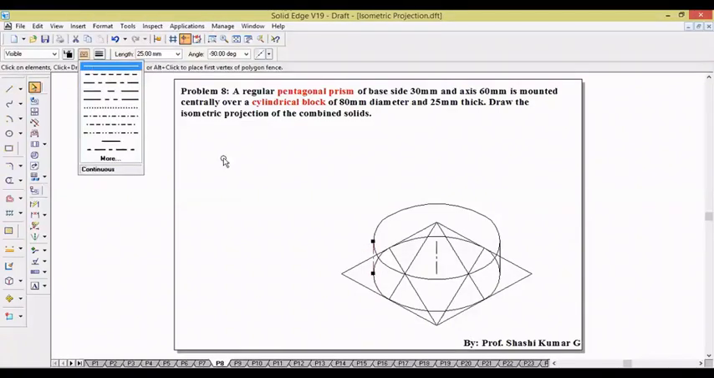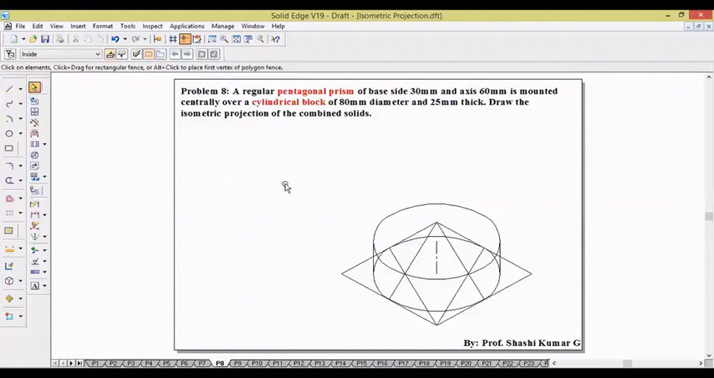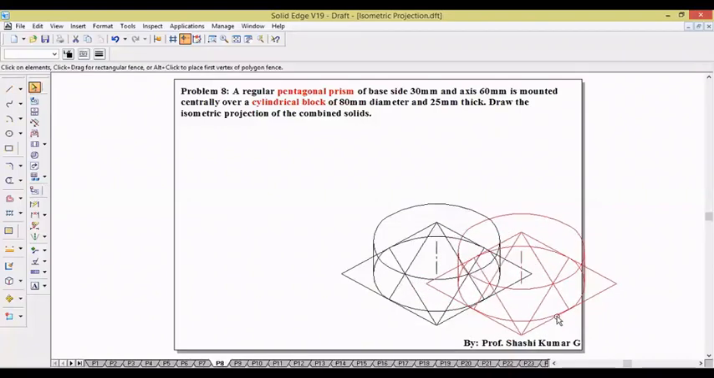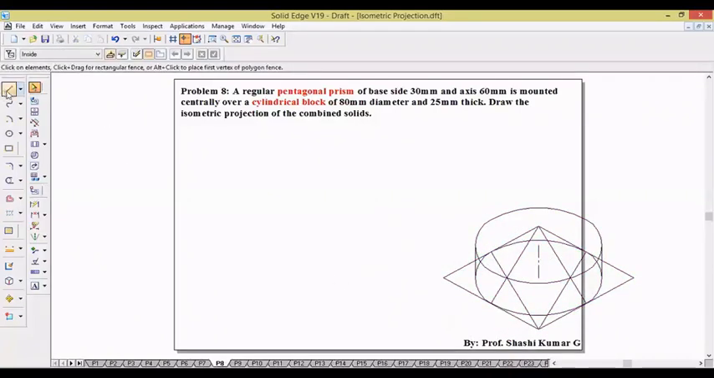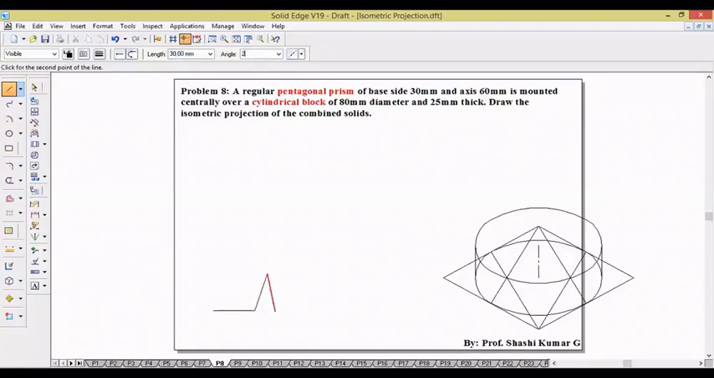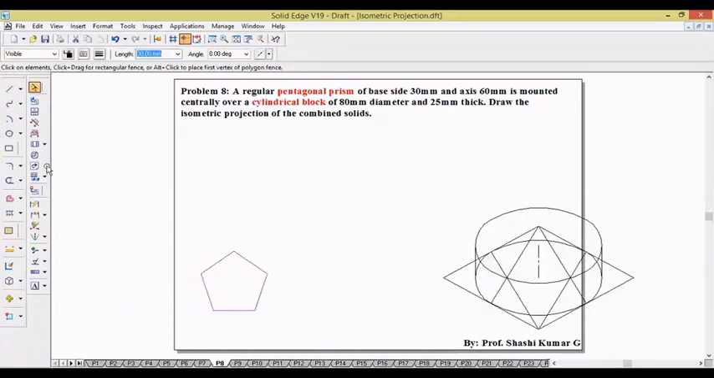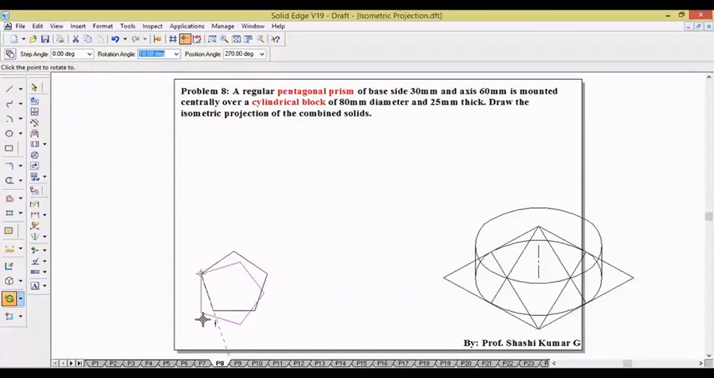The other solid which we have is the pentagonal prism. To draw the pentagonal prism, first we need to draw the orthographic view of the pentagonal prism. I prepare the pentagonal prism separately. I construct the pentagon first of side 30 mm: 30 at 0, 30 at 72 degrees, 30 at 2 times 72 degrees, 30 at 3 times 72 degrees, 30 mm at 4 times 72 degrees, and rotate this pentagon such that one of its edges is vertical.